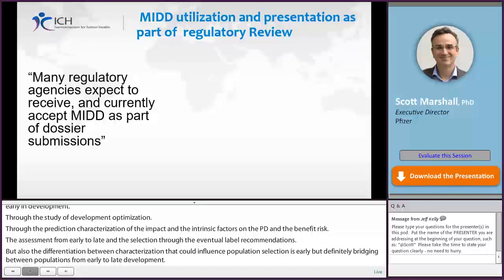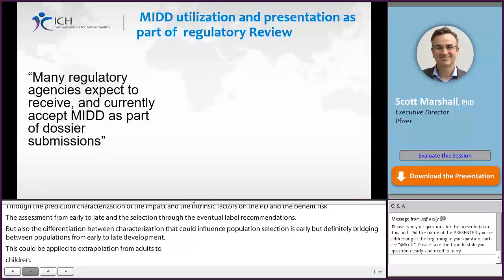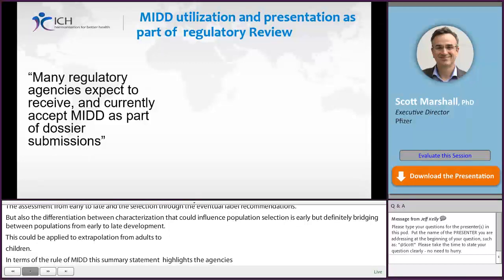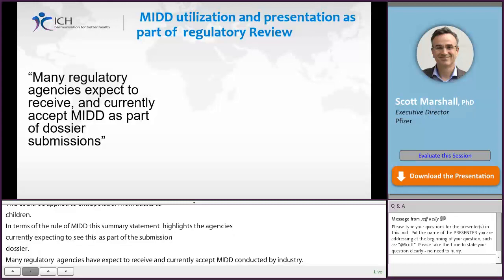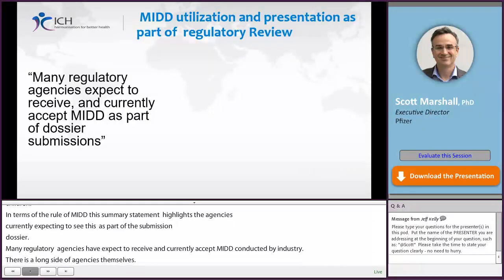So in terms of the role of MIDD in regulatory review, this summary statement from our ICH MIDD discussion group highlights that regulatory agencies do in general currently expect to receive, and do receive, MIDD as part of the submission dossiers. And indeed, many of the agencies, FDA, EMA, PMDA, and MHRA, have published over the years on their experiences in terms of the utility of MIDD conducted by industry or alongside regulatory agencies themselves in enabling study design, therapeutic optimization, efficient bridging across formulation and populations.